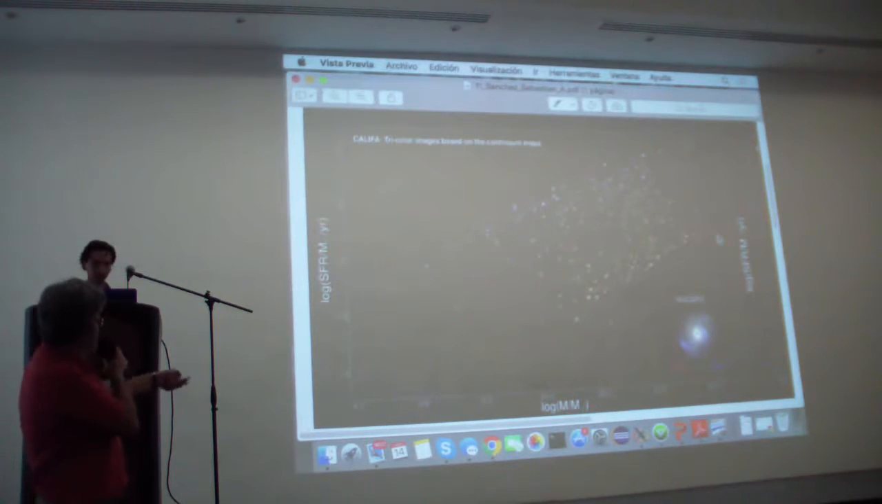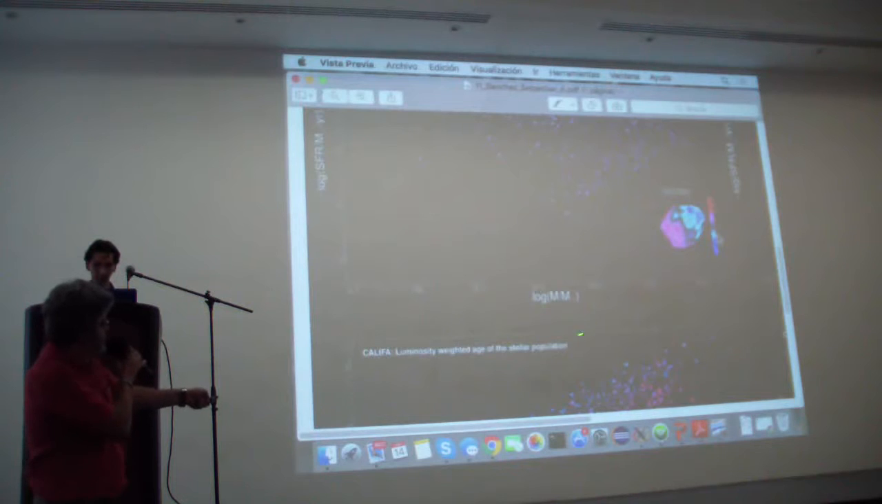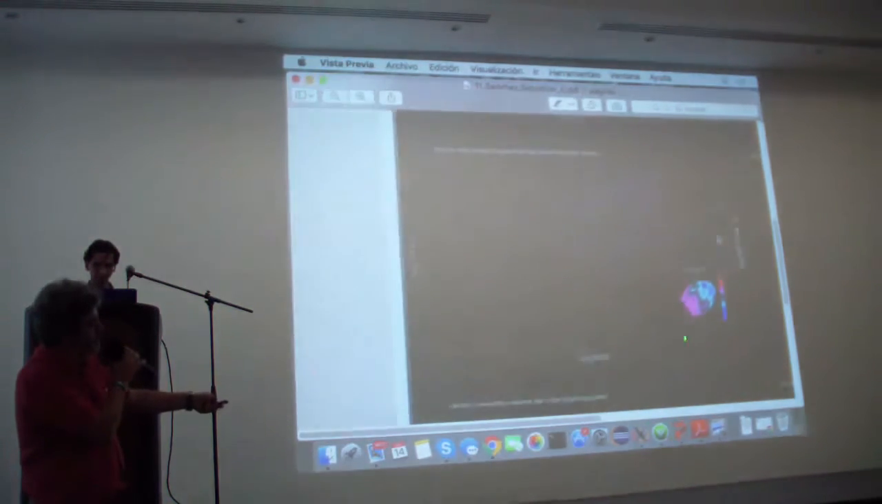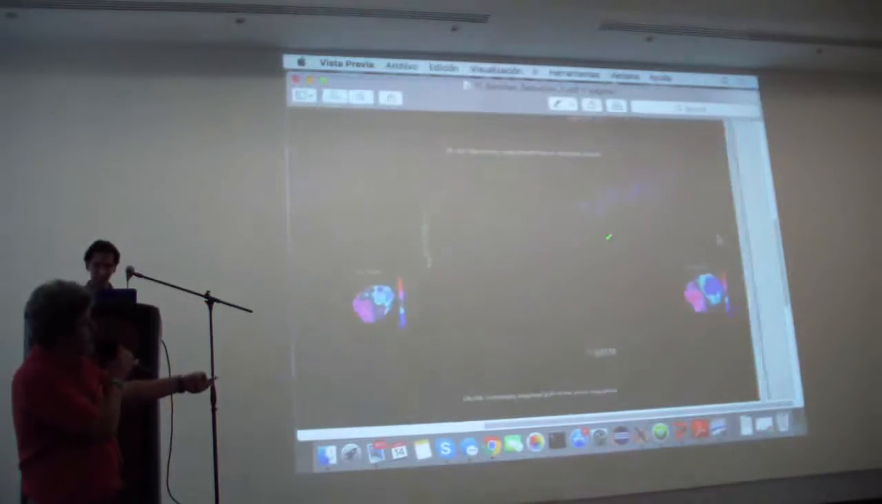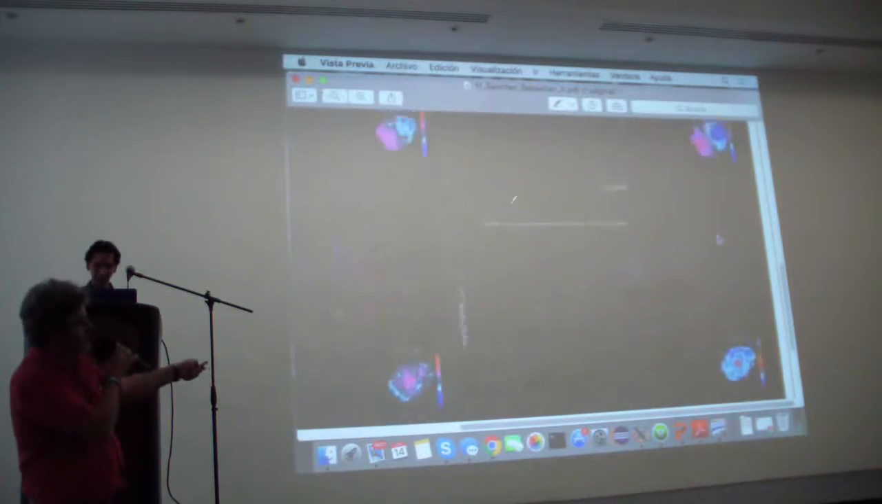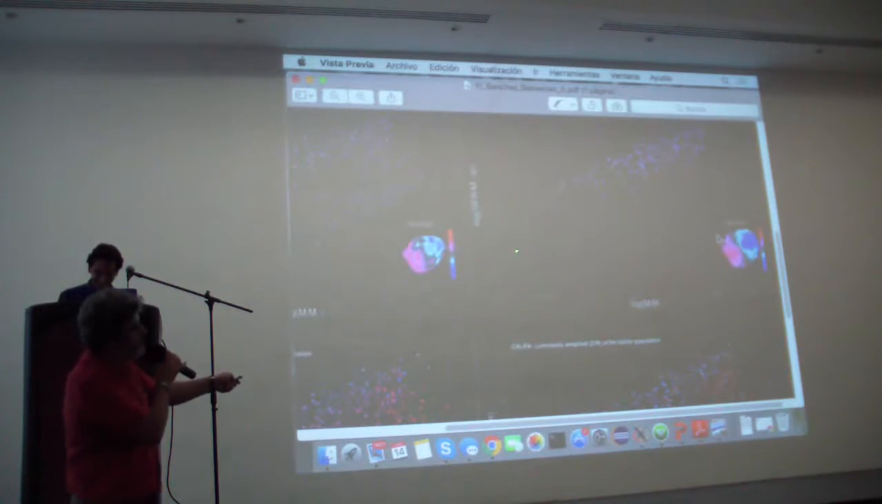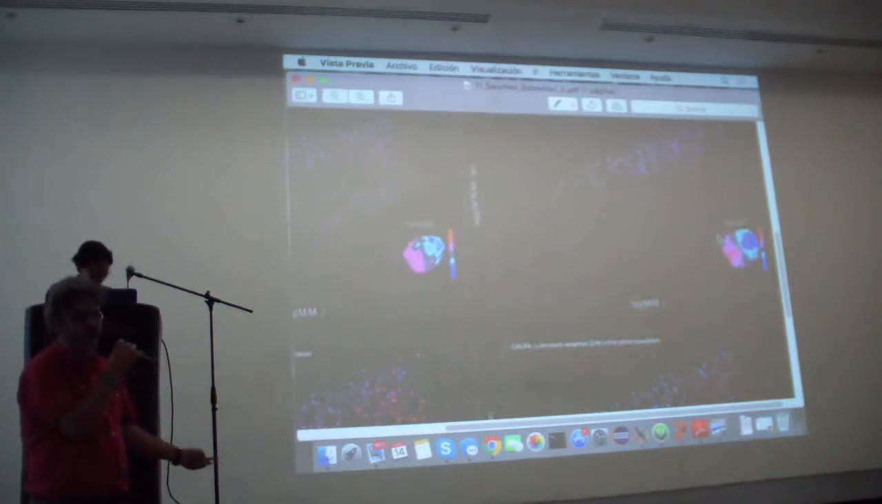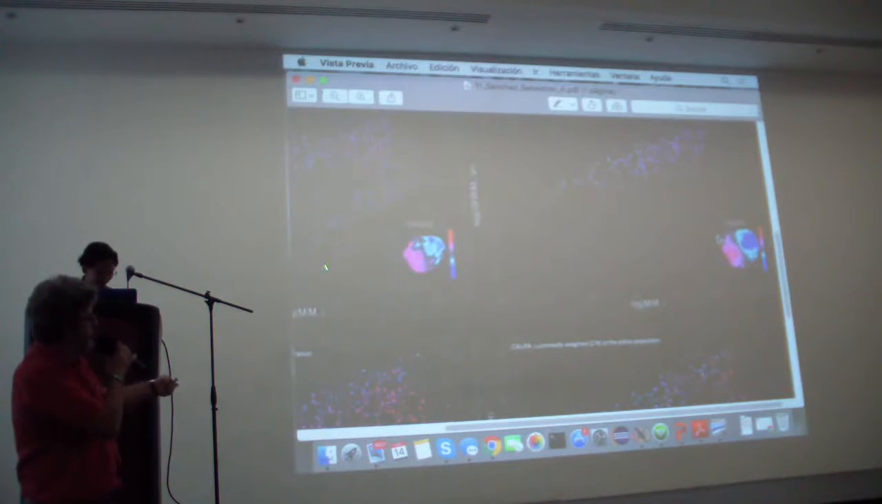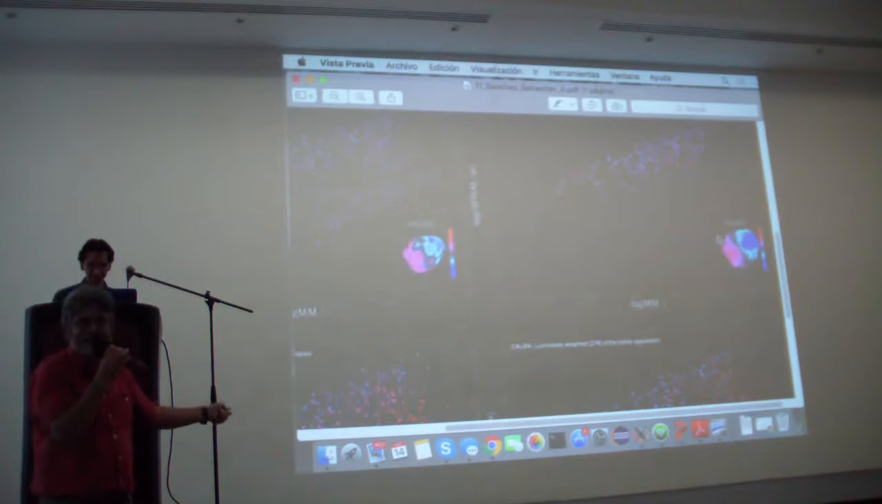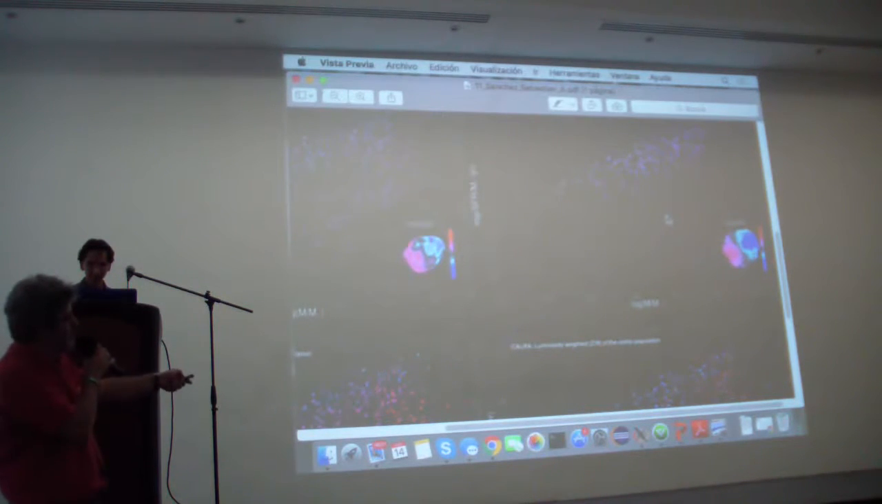Then we have different properties, like the stellar velocity dispersion and the gas velocity dispersion. This you have seen thousands of times, in the SAMI survey, for example. I didn't know that somebody was using exactly the same points. I apologize. We can make it in a different way.